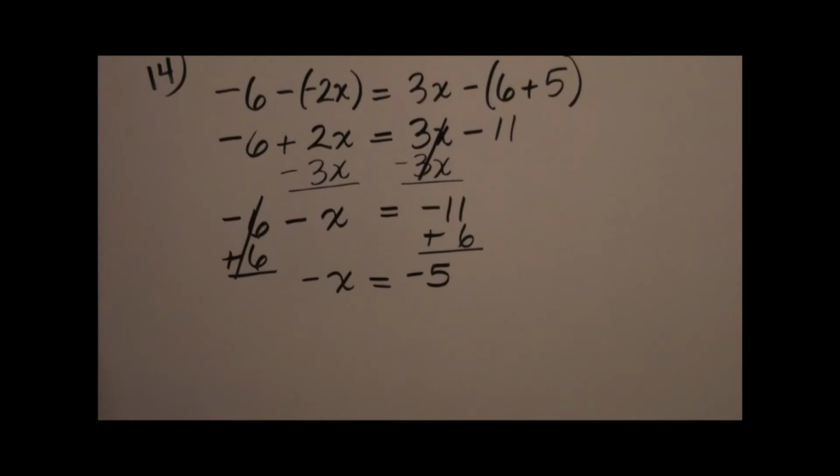I'm not done, so don't stop there, because you still have a negative in front of your x. We know that's negative 1x. We divide by negative 1, and we get positive x equals positive 5. So our solution is 5.